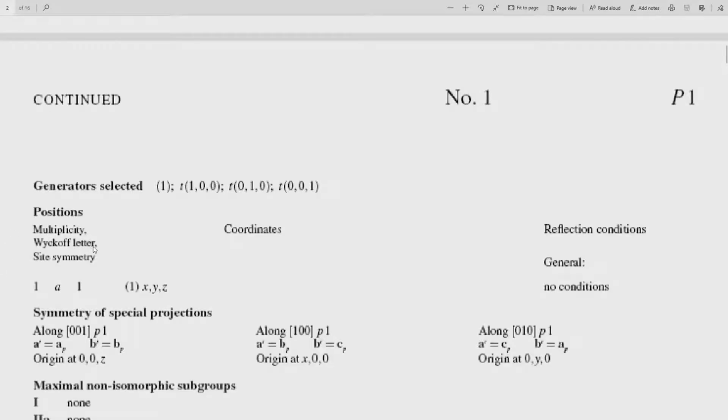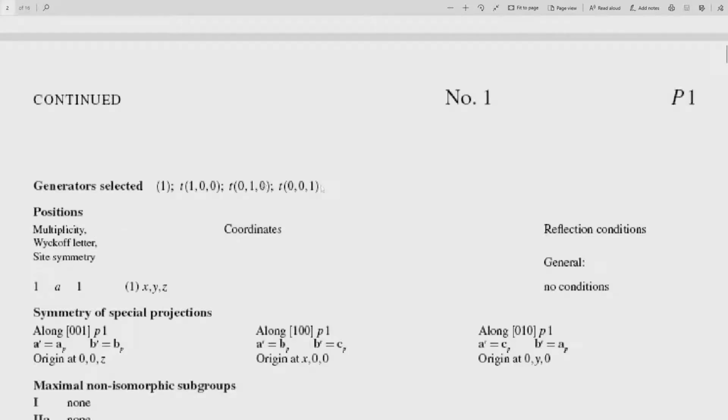Multiplicity, Wyckoff letter, and site symmetry. These are the three issues which we will be discussing in more detail as we go to the higher space groups. But in this particular case, the space group tells us about the multiplicity value, the Wyckoff letter, and the site symmetry. We will define these three when we go to P1 bar.